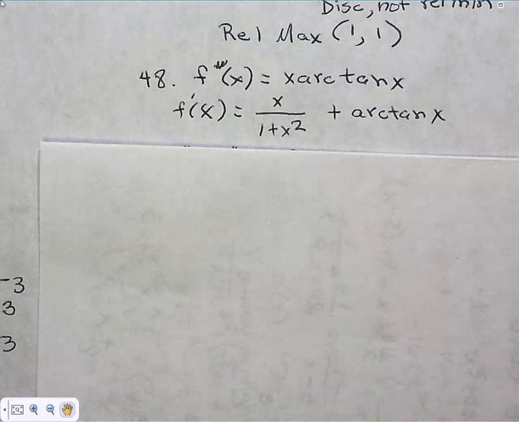Is there anything that makes that derivative undefined? No. No way to make this denominator 0 with real numbers. You could with an imaginary number. We just said there's nothing that makes arctangent undefined. So no, there's nothing that makes it undefined. What makes it 0?